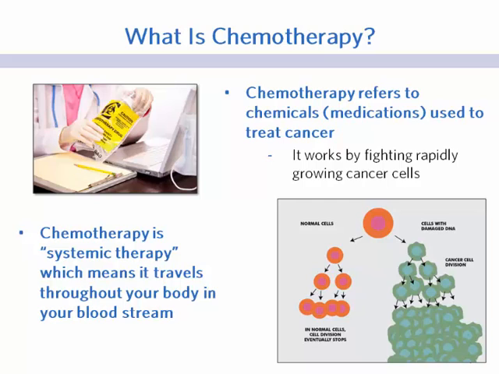What is chemotherapy? The term chemotherapy refers to the use of chemical drugs to fight rapidly growing cancer cells. Chemotherapy is a systemic treatment, which means it enters the bloodstream and travels throughout your whole body. You may get chemotherapy alone or in combination with localized treatment that treats a very specific part of your body, such as radiation, surgery, and biotherapy.